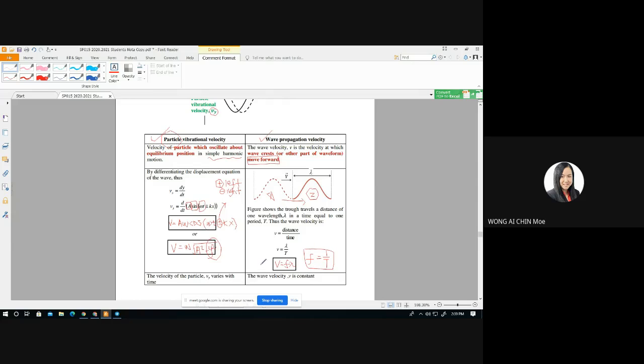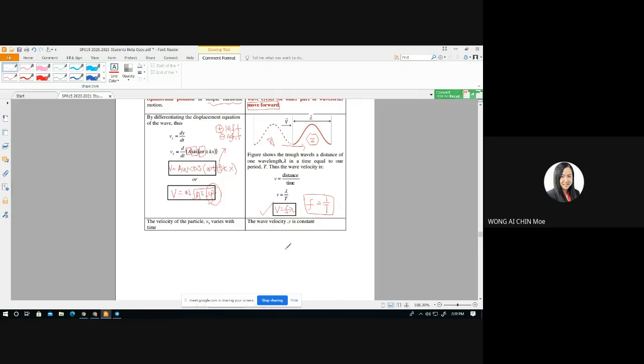So if the question asks us to find V particle, we use the first equation. If the question asks us to find the wave propagation velocity, we use V equals f lambda. The velocity of the particle, Vy, varies with time, meaning at different times we will have different velocity. But the wave velocity is always constant. So these are the two different things that you need to be aware of.